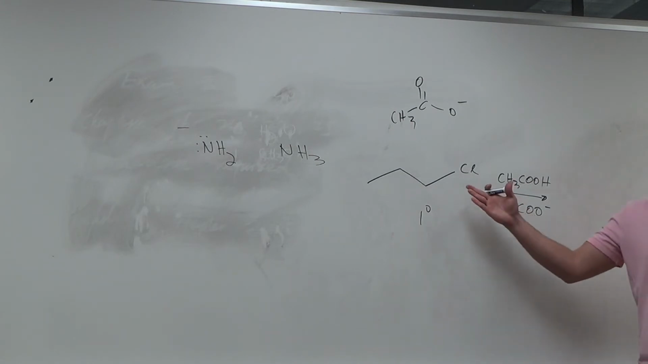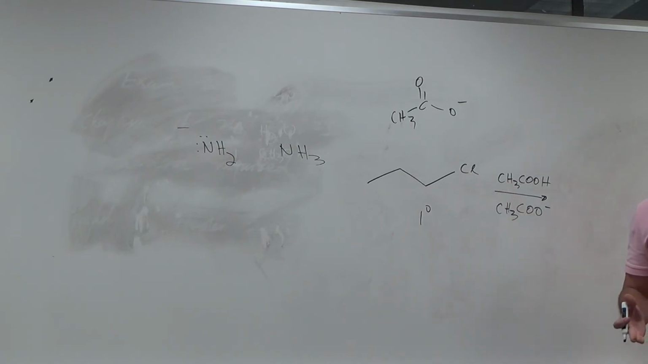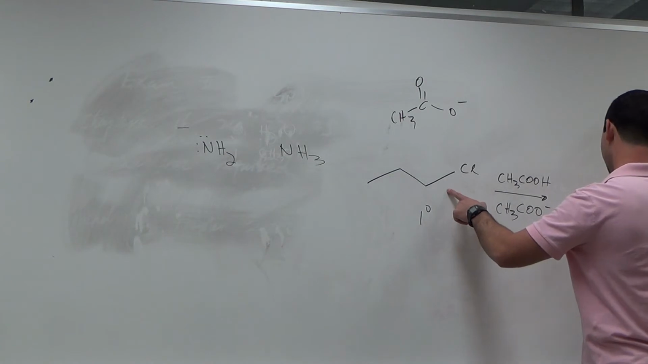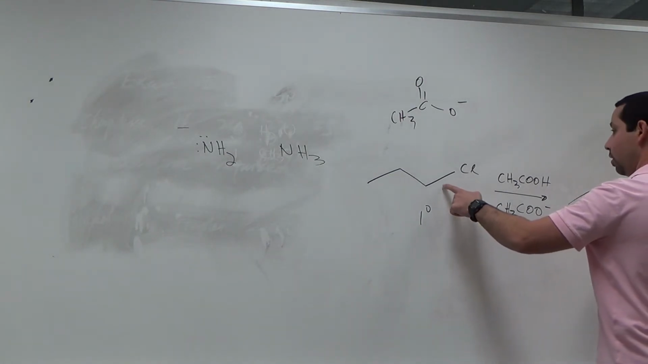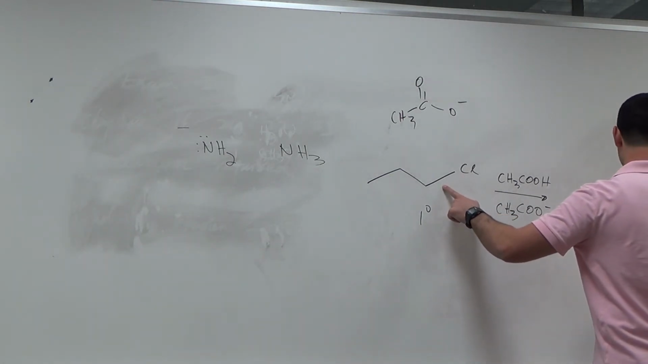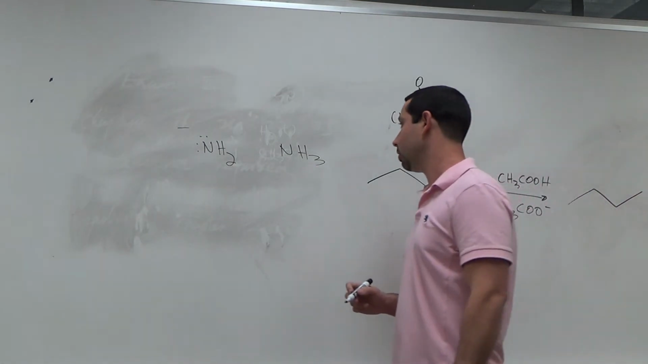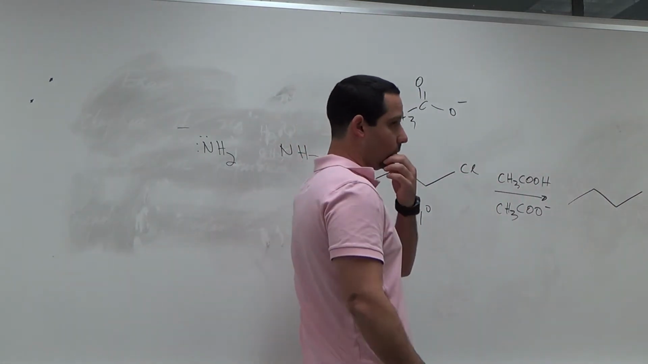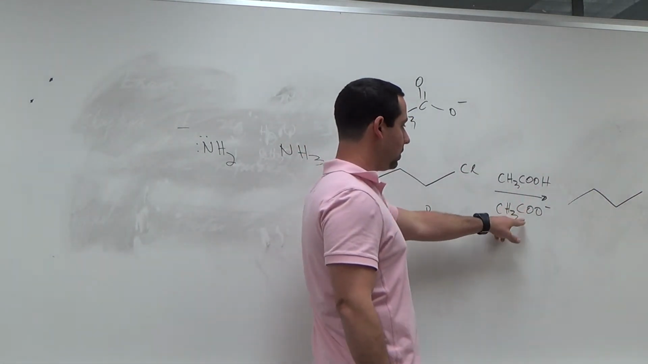Will this go through an SN1 being a primary alkyl halide? No, it's not gonna go through an SN1, that's it, period. Doesn't matter what you use. So what is this going to give you? This is SN2 because it is a primary. And what you are going to do is put the nucleophile. Which one is the nucleophile here? The CH3CO minus. This is the nucleophile.